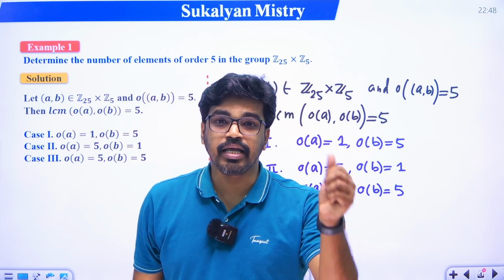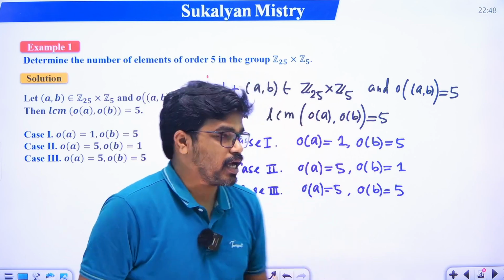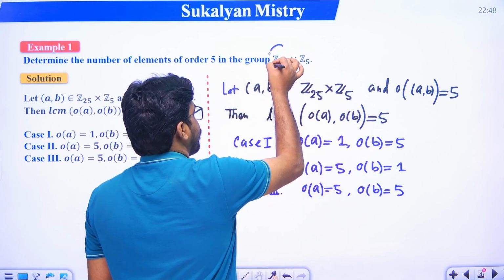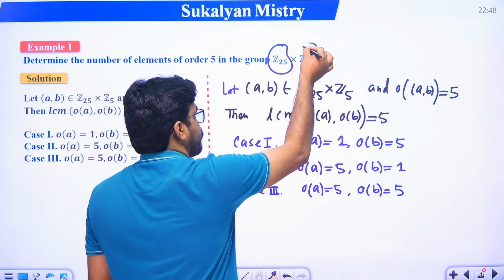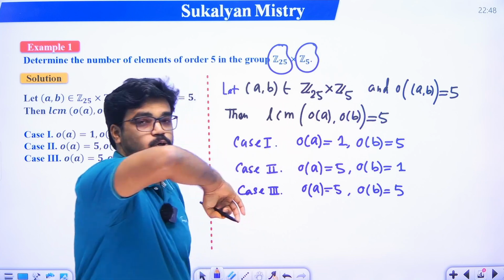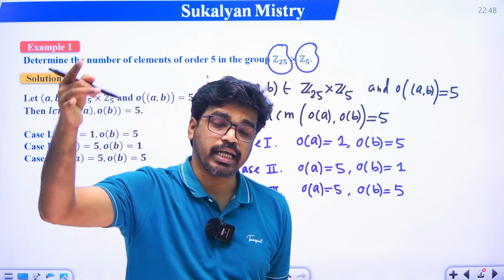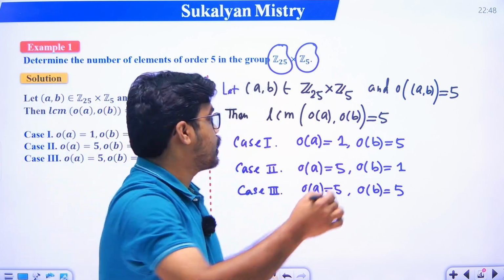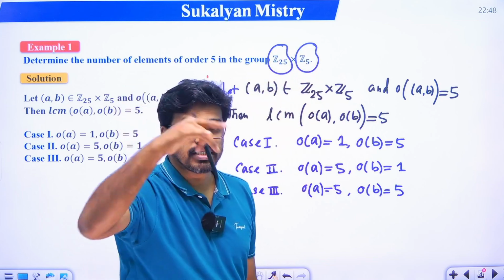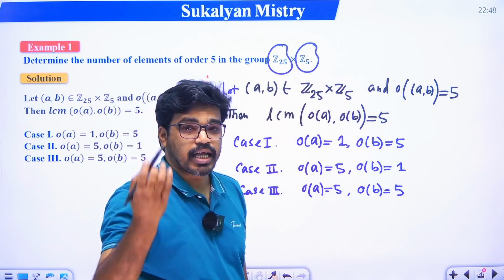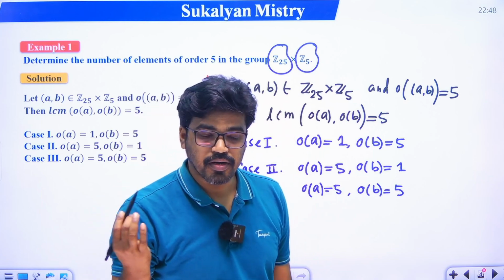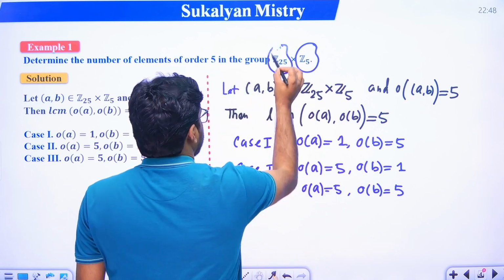Zn is a cyclic group, right? So Z25, this is a cyclic group. Z5, that is also a cyclic group. We know that Zn is a cyclic group of order n. Z25, so this is a cyclic group of order 25. Z5, this is a cyclic group of order 5, right? Okay.